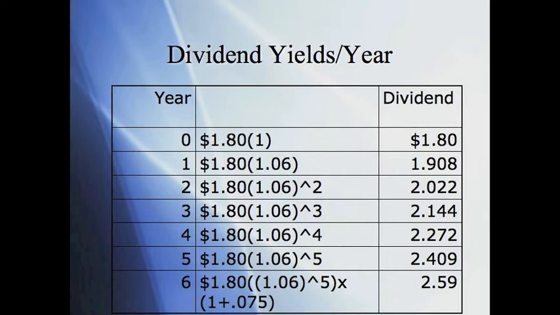This is done to the power of 3, then to the power of 4, then to the power of 5, and ultimately the 6th year, where it's 1.80 times 1 plus 0.06 to the 5th power times 1 plus 0.075, giving you a dividend for the 6th year of 2.59.